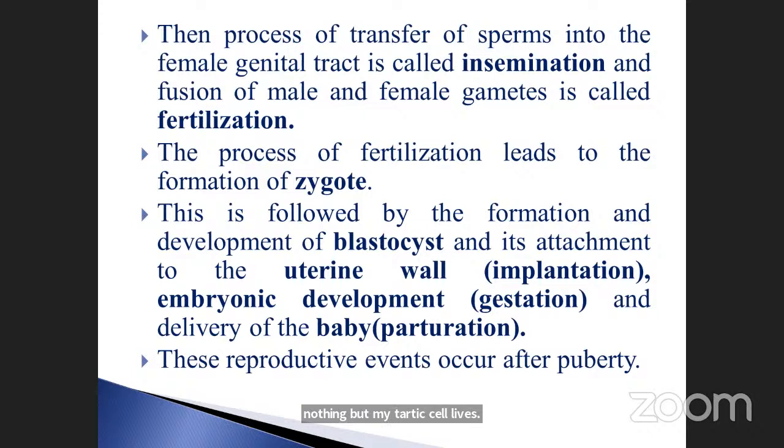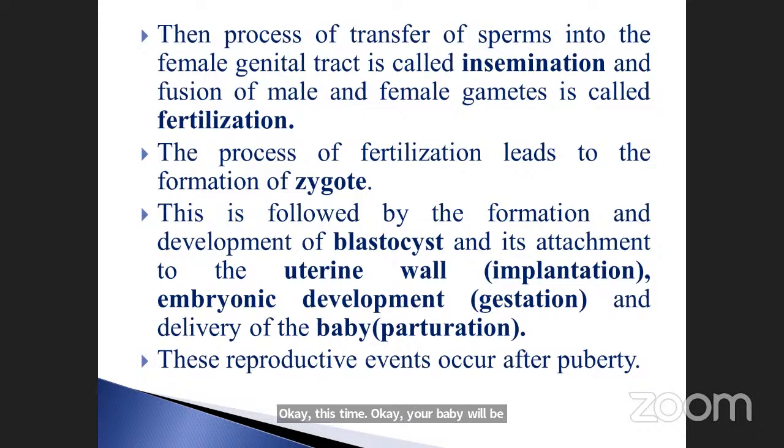After the blastocyst, what happens? It gets fixed to the uterine wall of the female reproductive organ. That is called implantation. After implantation, the embryonic development also starts. That condition is called the gestation period. It is about 10 months, the complete development of the baby from the egg or embryo. And delivery of the baby is called parturition. After the 10 months, the doctor gives a date, and the baby will be delivered like that.